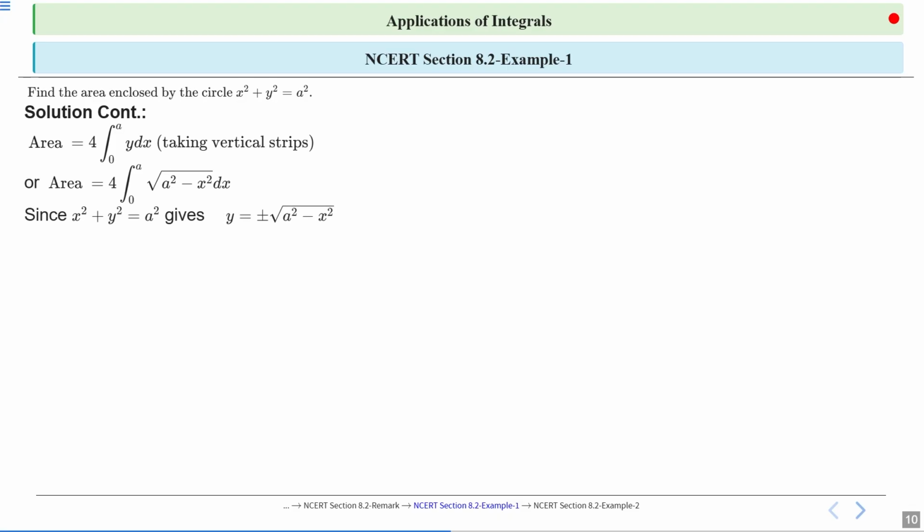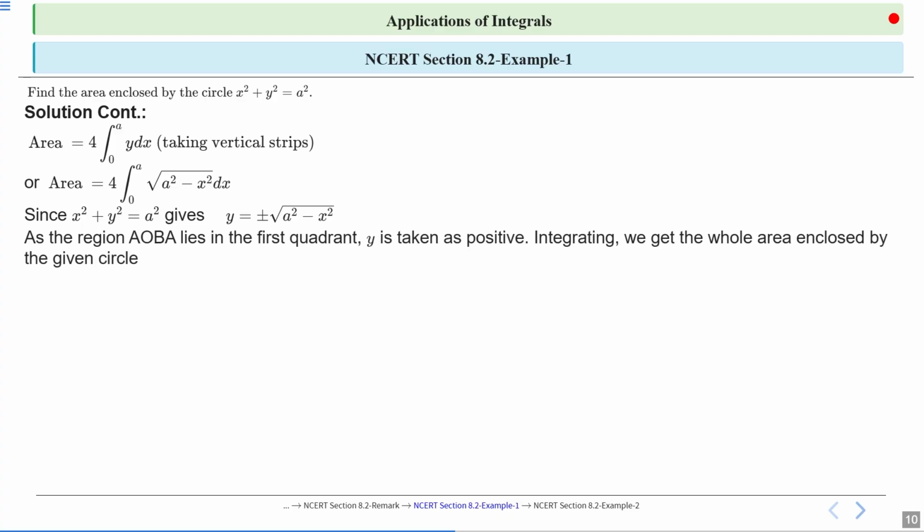Now, since x square plus y square is equal to a square, to find the value of the definite integral from 0 to a of y dx, at first we have to write y in the form of x. So in place of y, we can write y is equal to plus minus root under a square minus x square. And since the region AOBA lies in the first quadrant, y is taken as positive. So we take y is equal to root under a square minus x square.